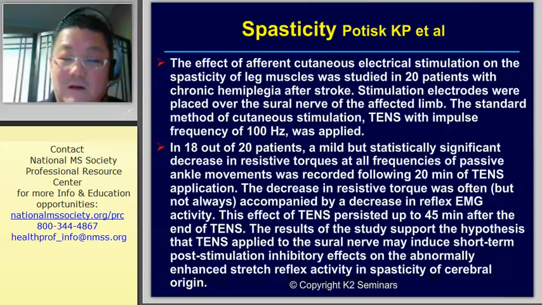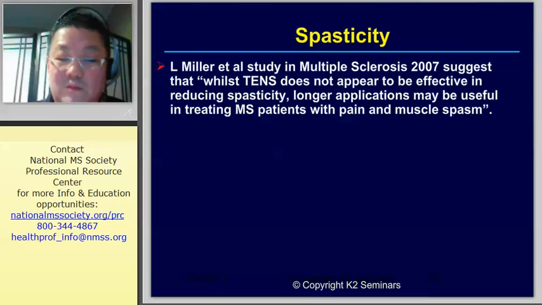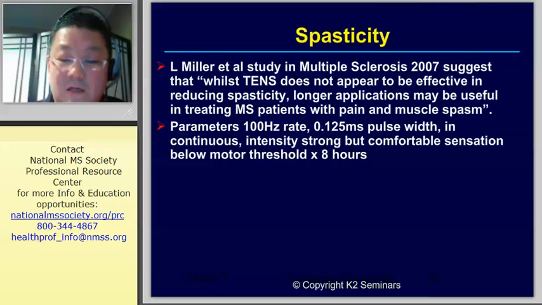Taking it a little bit further, in this particular instance, 18 out of 20 patients had a mild but statistically significant decrease in resistive forces and frequencies of passive ankle movements following a 20-minute application of TENS. Now don't get caught up thinking the portable unit is not appropriate. You can use that as well. The effect of TENS persisted 45 minutes after the end of TENS. Results in the study supported the hypothesis that TENS applied to the sural nerve may induce short-term post-stimulation inhibitory effects in abnormally enhanced stretch reflex activity in spasticity of cerebral origin.